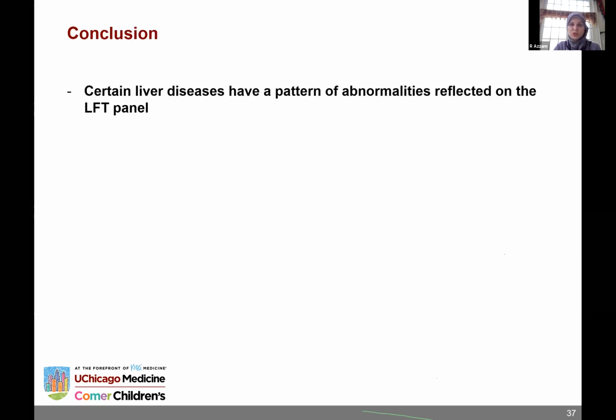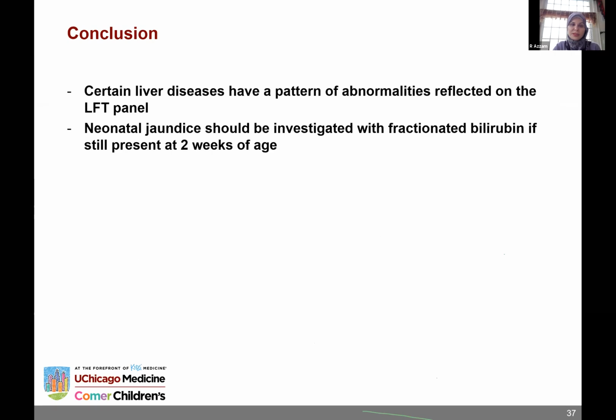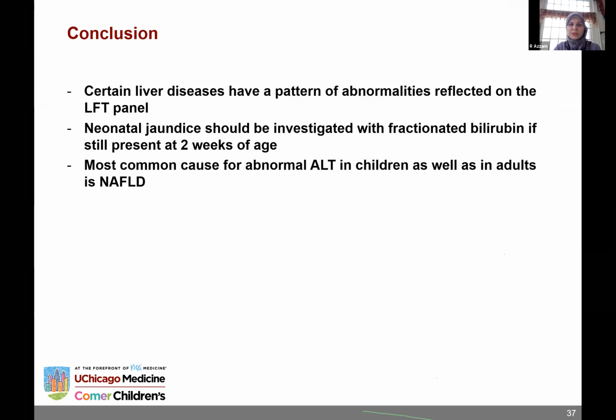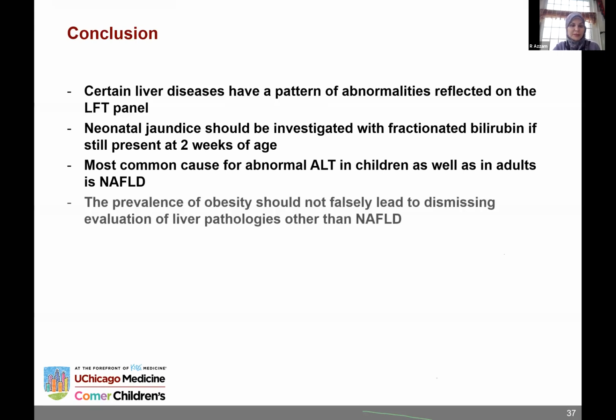All right, so to conclude, certain liver diseases have a pattern of abnormalities reflected on the liver panel, as I mentioned. Neonatal jaundice should be investigated with fractionated bilirubin if still present at 2 weeks of age. Never say it's breastfeeding or breast milk jaundice. Always investigate further. Most common causes of abnormal ALT in children, at least in our population, I hope you don't have the same, is NAFLD.